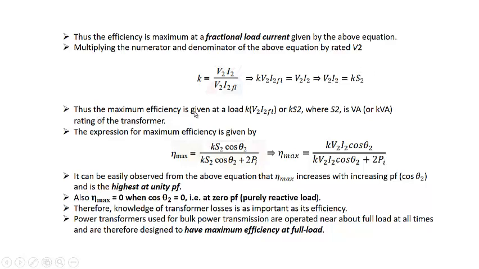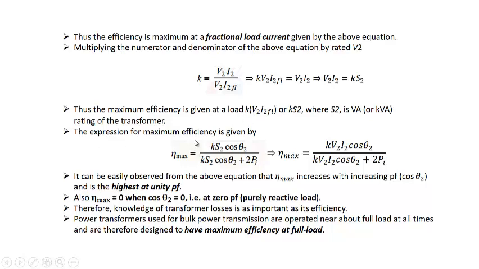That means the maximum efficiency occurs at a load that is equal to K times V2I2FL, or K times S2, where S2 is the VA or KVA rating of the transformer. S2 means here, since we have referred it to the secondary, voltage and currents will be of the secondary side. So we can say K is the fractional current of the full load current at which the maximum efficiency occurs, or K is the fractional load of the actual rating of the transformer at which the maximum efficiency occurs. That is one and the same thing.